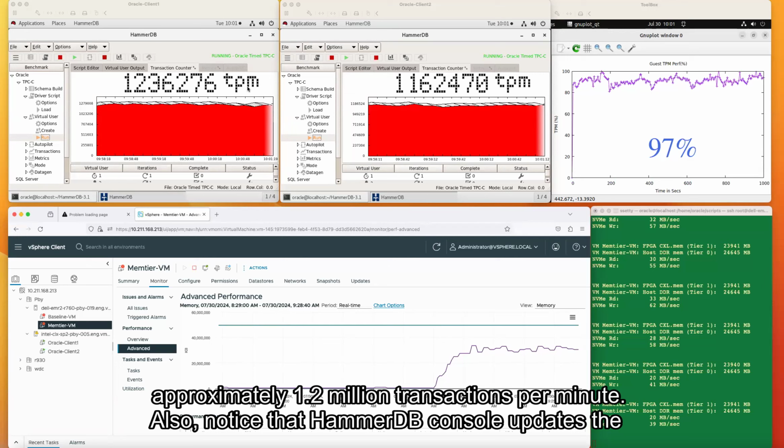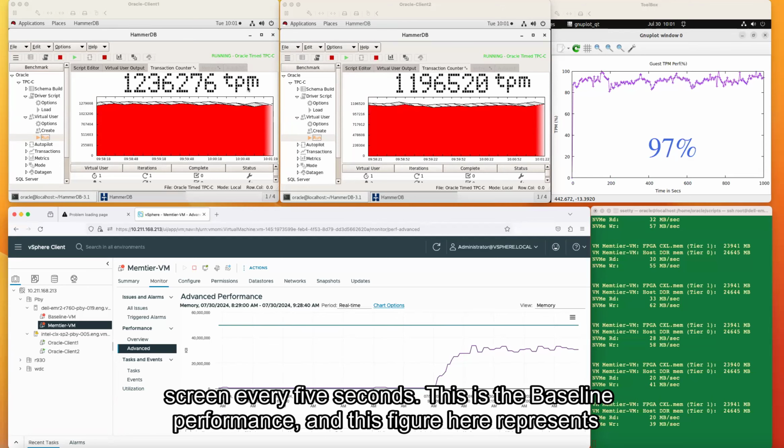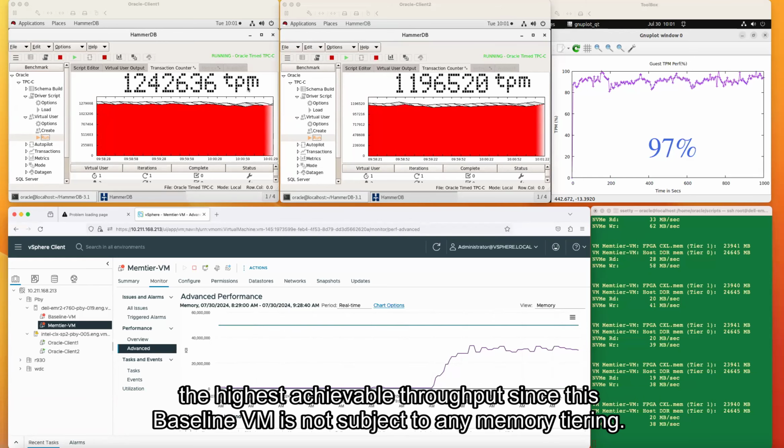Also notice that the HammerDB console updates the screen every 5 seconds. This is the baseline performance, and this figure here represents the highest achievable throughput since this baseline VM is not subject to any memory tiering.